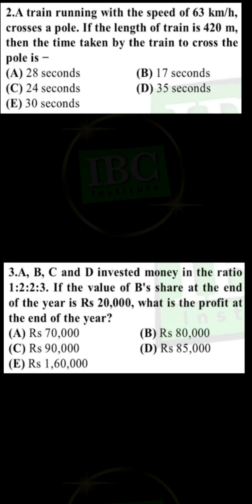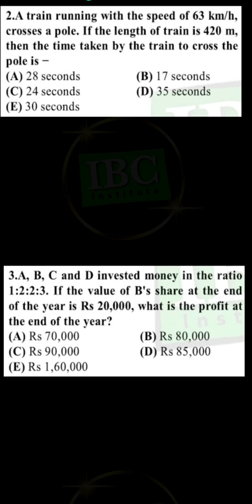The next example is of trains. A train running with a speed of 63 km per hour crosses a pole. So here the object is a pole. The length of the train is 420 meters. Then find out the time taken by the train to cross the pole.